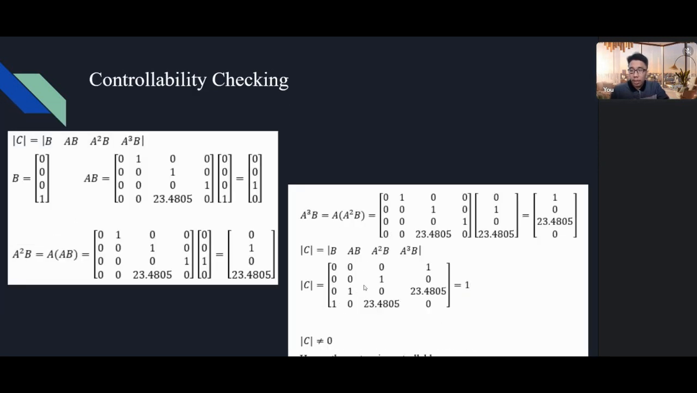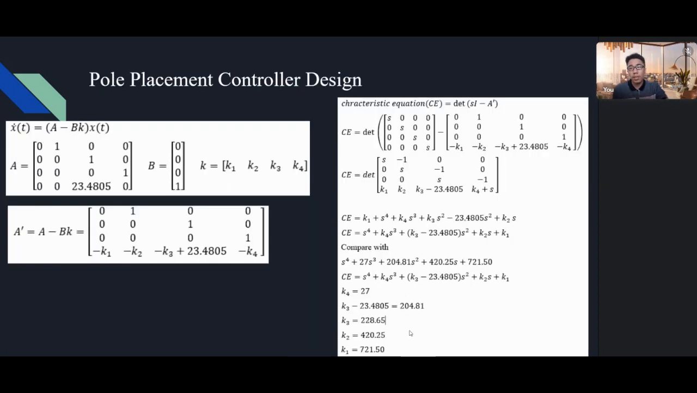Then for the pole placement controller, we need to check the controllability. When we check controllability using this formula, if the result is equal to 0, then the system is uncontrollable and cannot be controlled. We find that the result is equal to 1, so the system is controllable. Then we can proceed with our design to find the value of K.